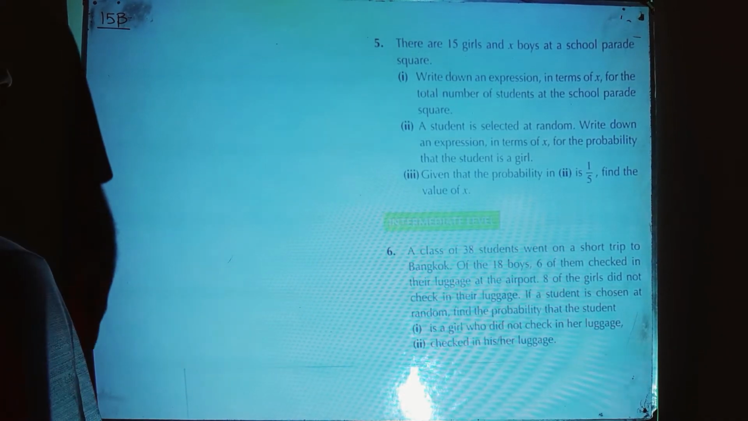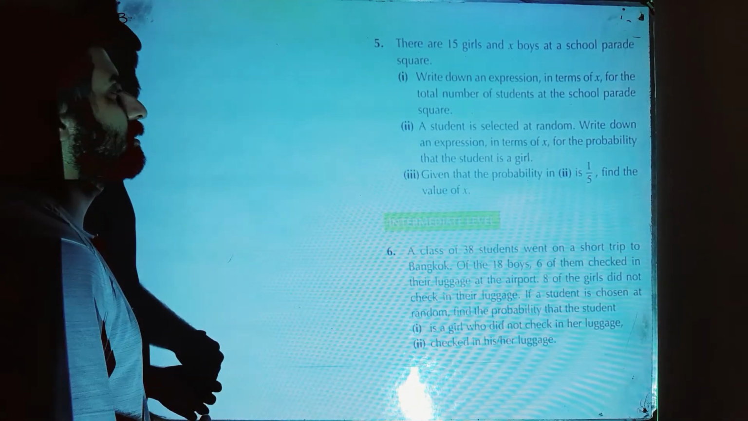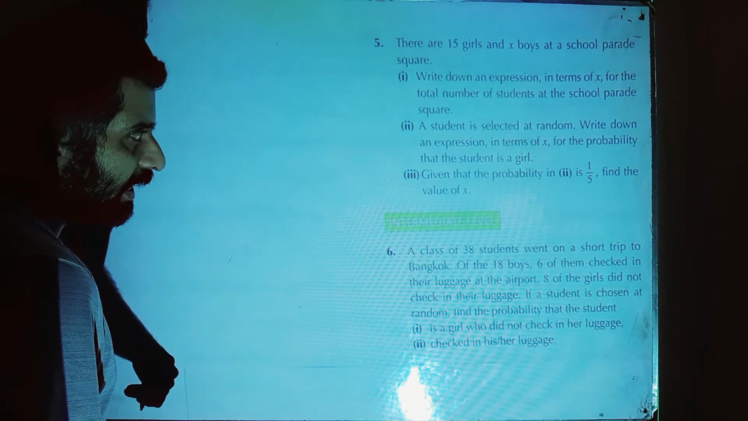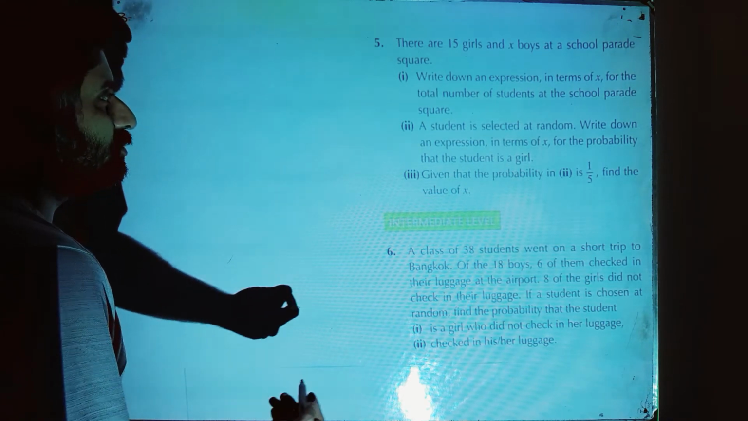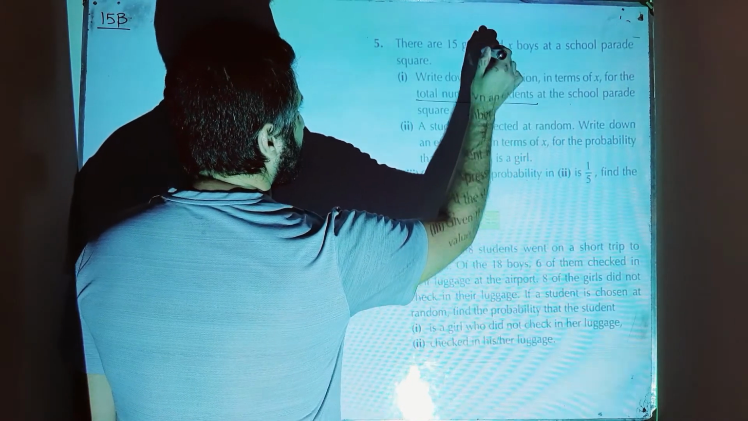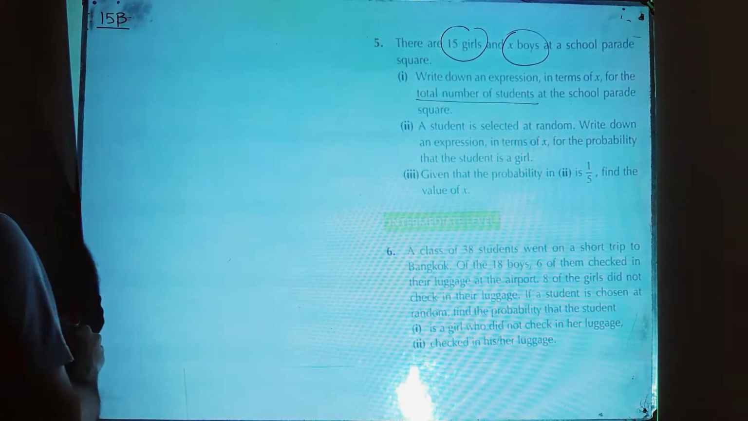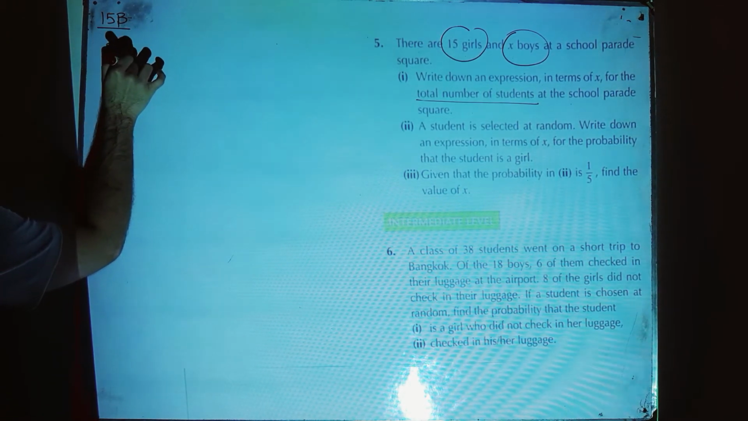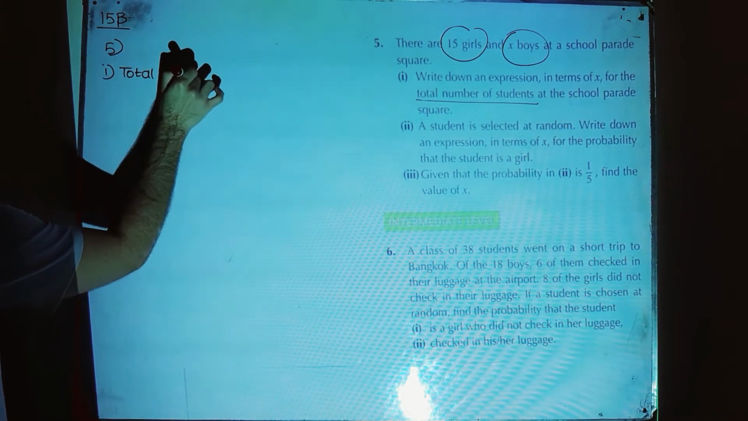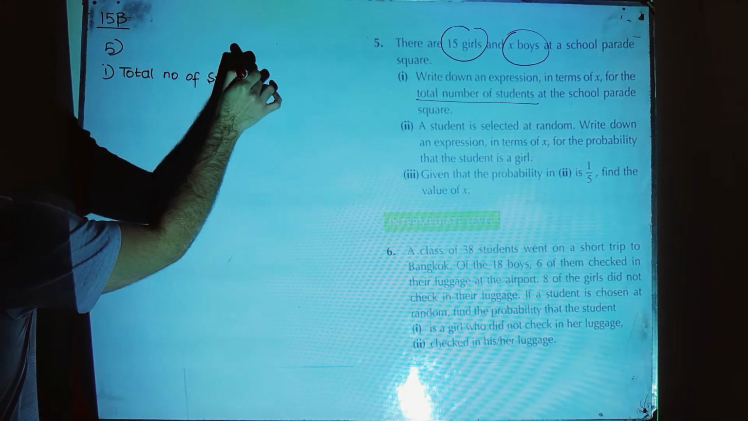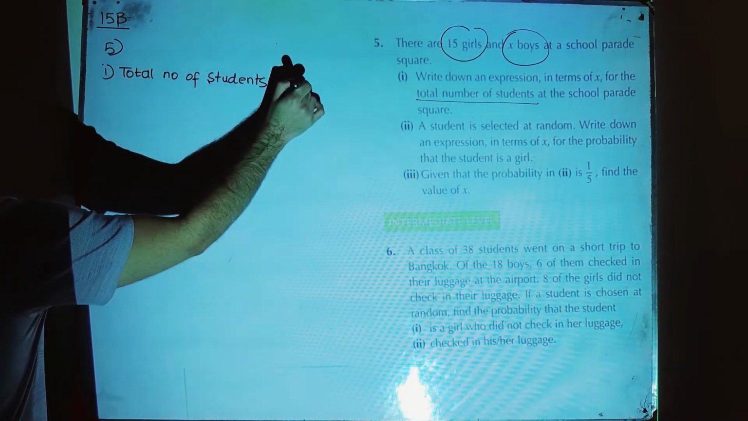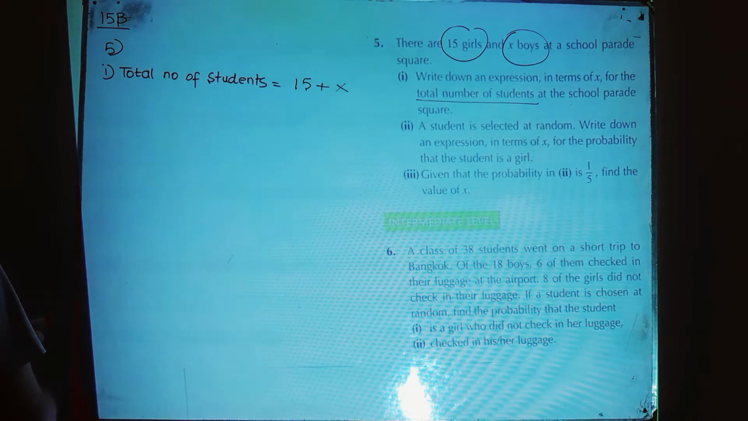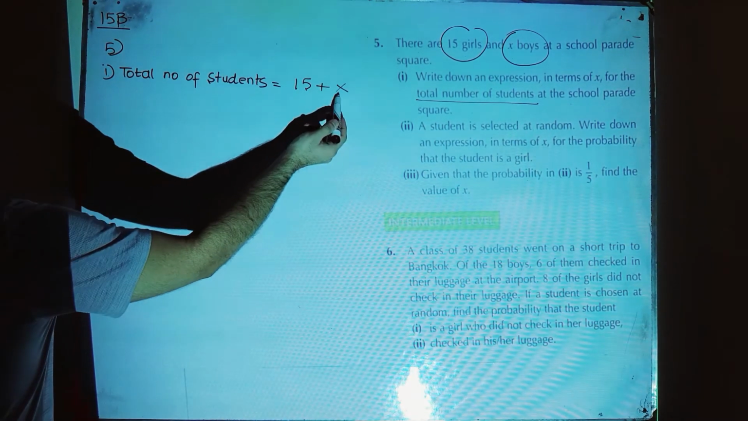There are 15 girls and X boys at a school square. Write down an expression in terms of X for the total number of students at the school square. Well, the total number of students, that is girls and boys. That is the total number of students for question number 5, part 1. That is girls plus boys. We have 15 girls. And how many boys do we have? X. This is the answer: 15 plus X, because you have to write down an expression in terms of X.